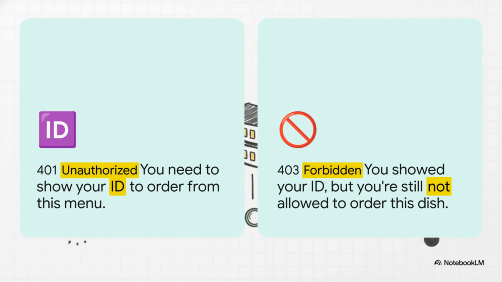Now this is a fantastic distinction you need to know. A 401 unauthorized means you tried to order from a special menu, but you need to prove who you are first, like showing your ID to order a drink. But a 403 forbidden is totally different. That means you showed them your ID, they know exactly who you are, but you're still not allowed to order that dish. You're just not on the list.